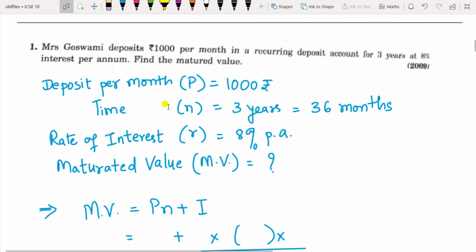Question 1 here is: Mrs. Goswami deposits 1000 per month in a recurring deposit account for 3 years at 8% interest per annum. Find the matured value. Per month means that is the principal, so P equals 1000 rupees. The time period is given as 3 years, convert it into months. The rate of interest R is 8%. You have to find the maturity value.